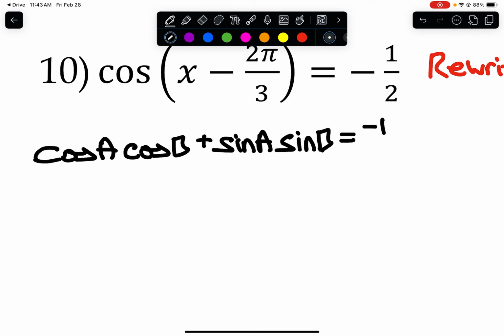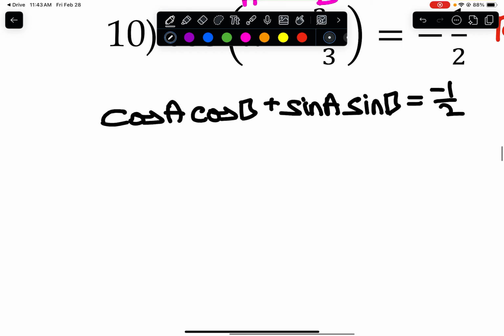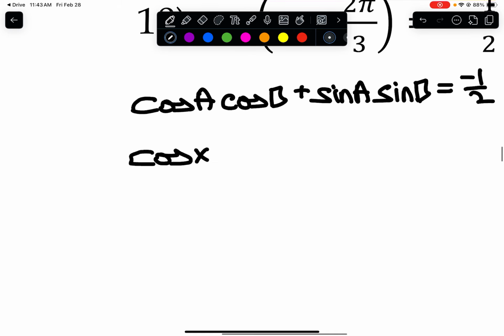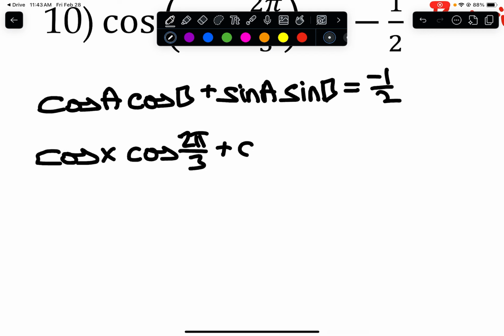And then that's going to equal negative 1/2. So once again, I'm going to approach this problem just as I normally would. So we're going to have cosine of my a value, which is x, cosine of my b value, which is 2 pi over 3, and then plus sine of x, and then sine of 2 pi over 3. And then once again, set that equal to negative 1/2.